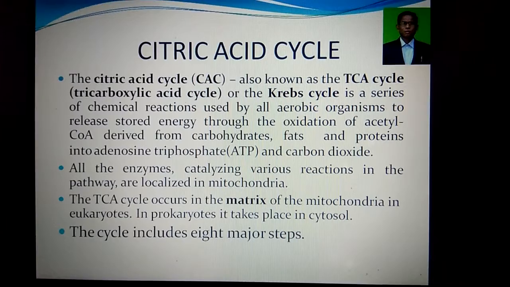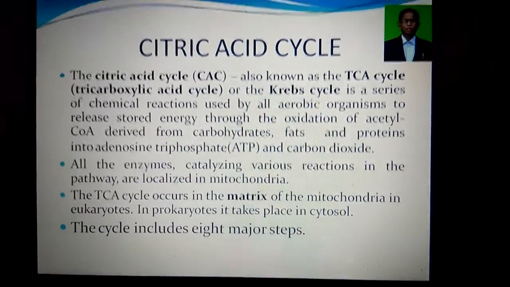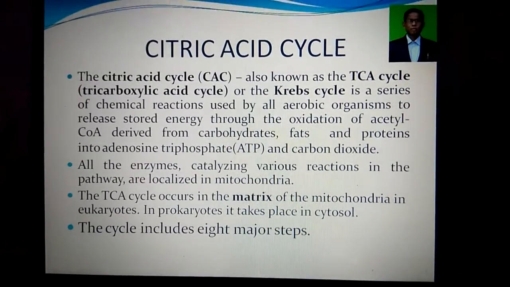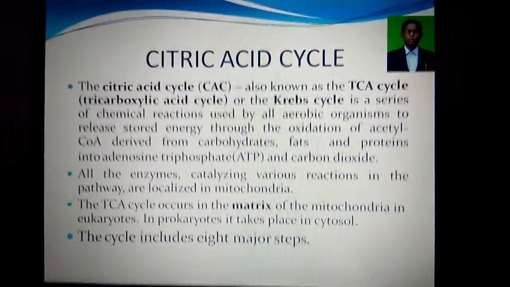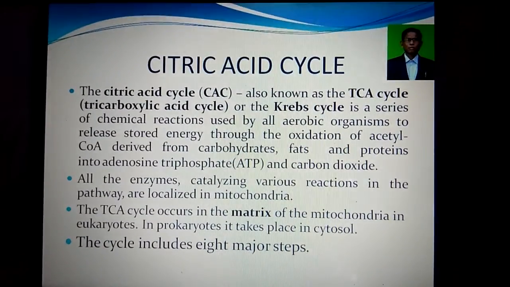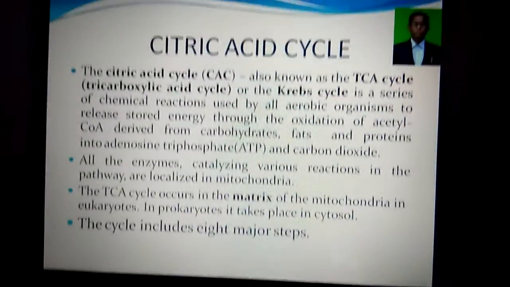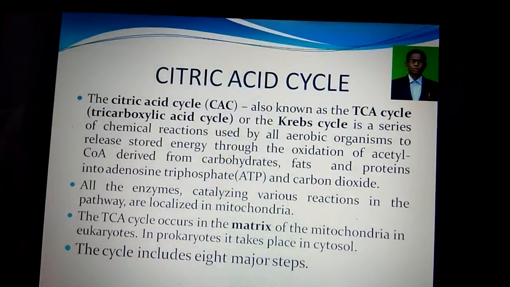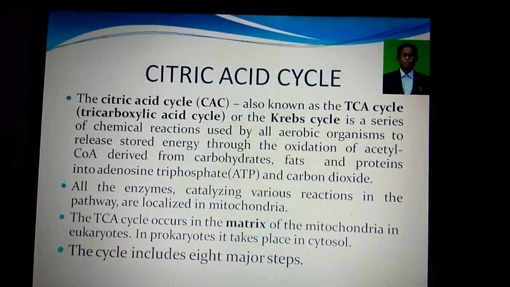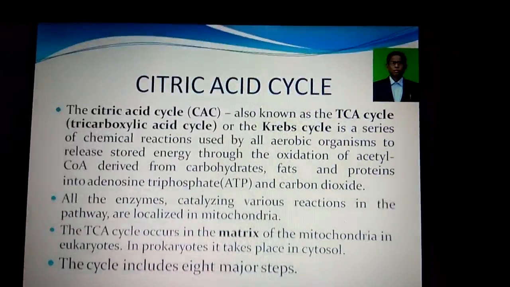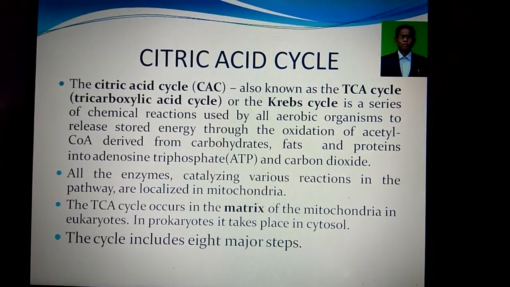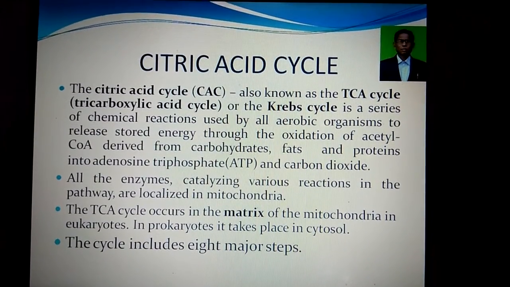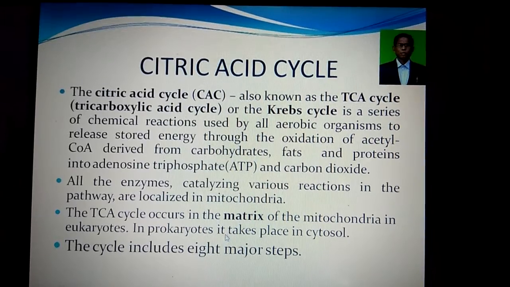All the enzymes catalyzing various reactions in the pathway are localized in mitochondria. The TCA cycle occurs in the matrix of mitochondria in eukaryotes. In prokaryotes, it takes place in the cytosol. The cycle includes 8 major steps.